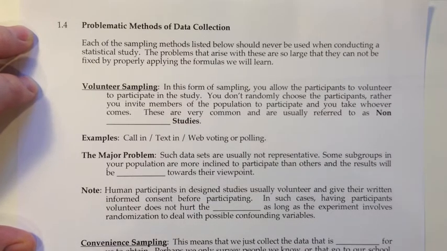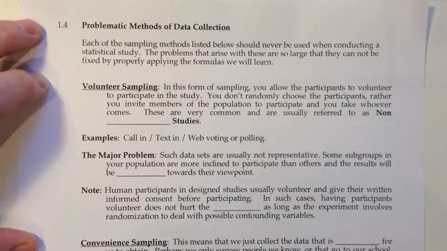But in this section, we're going to talk about some methods that cause such bad biases and problems in your data that they should always be avoided. So each of the sampling methods listed below should never be used when conducting a statistical study. The problems that arise with these are so large that they cannot be fixed by properly applying the formulas we will learn. So one of the lessons we want to learn here is that if you collect your data in a bad way, you can't fix that with math.